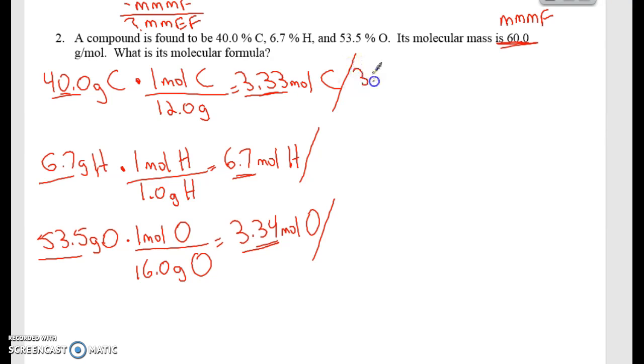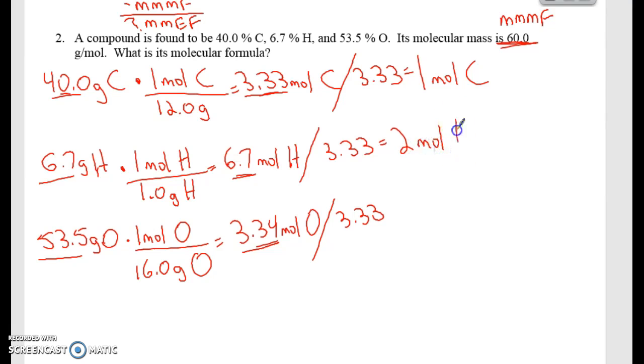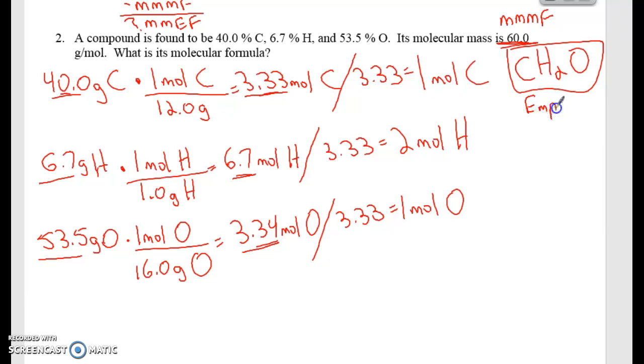You divide by the smallest of these because we want the smallest whole number ratio. That means carbon's nice and easy. It's 1 mole of carbon. And what we get is 2 moles of hydrogen and 1 mole of oxygen. So the empirical formula is CH2O. That's the empirical formula. But remember, we want the molecular formula.